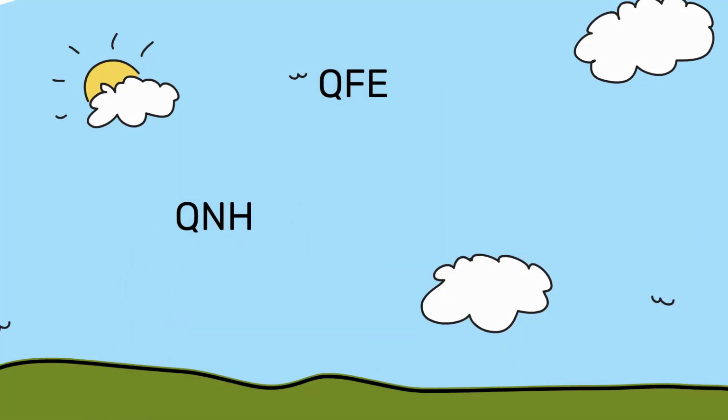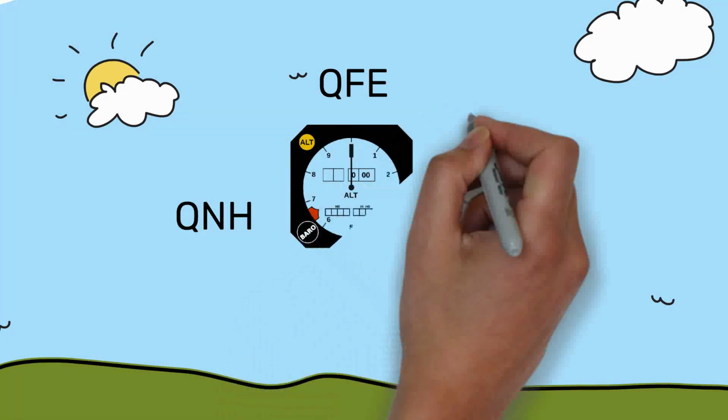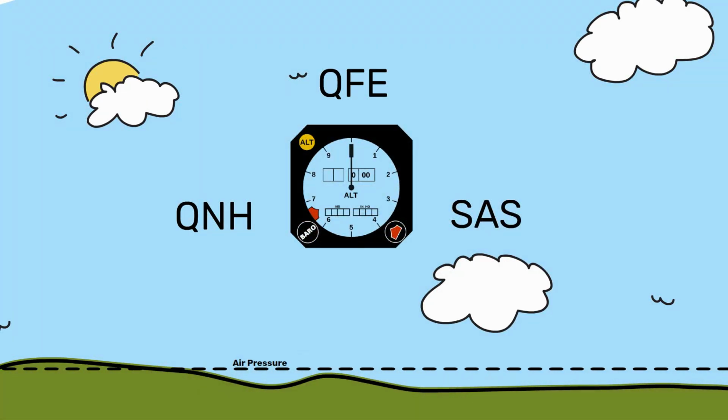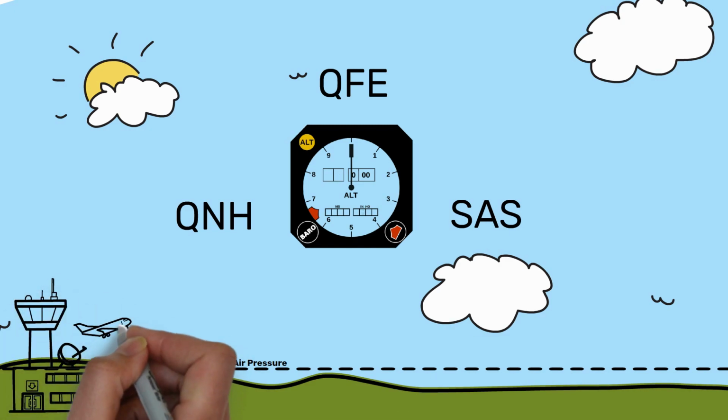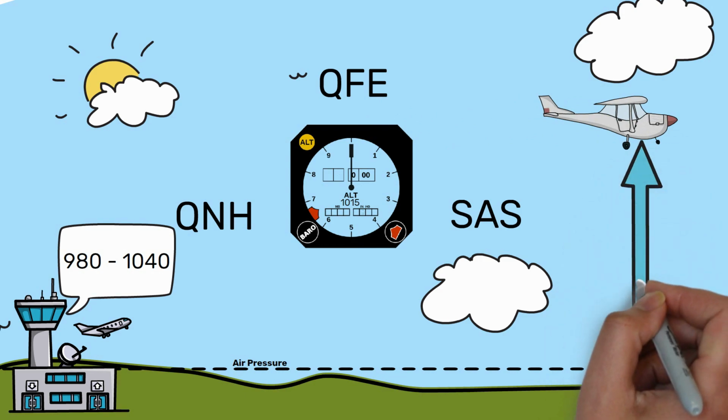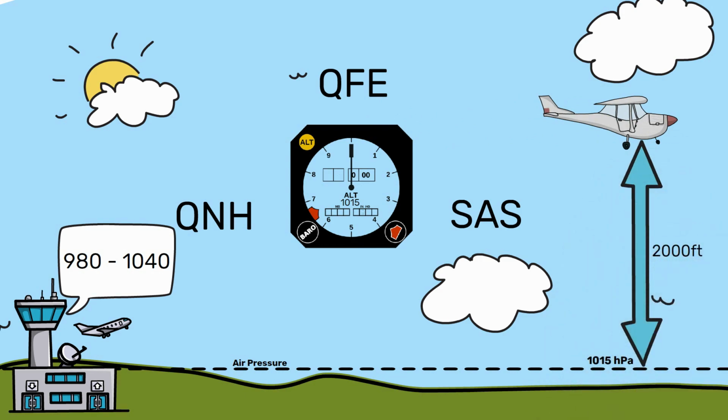QFE, QNH and SAS are all altimeter settings. Each of these has a specific air pressure to which it is related. An air pressure will be given to you by air traffic control in the form of a 3 or 4 digit number, and when entered into your altimeter will show you your distance from you to that air pressure.